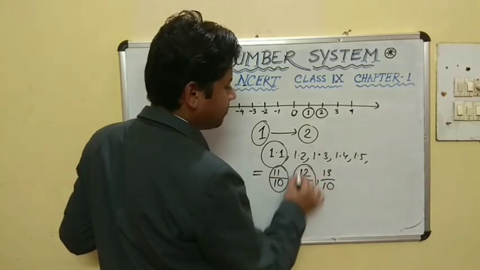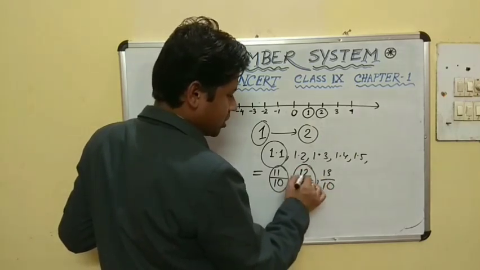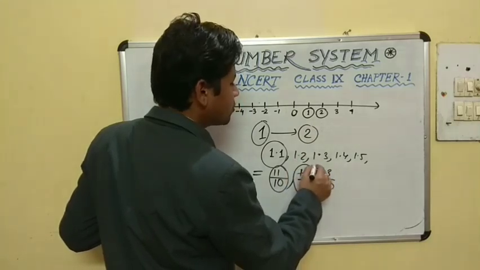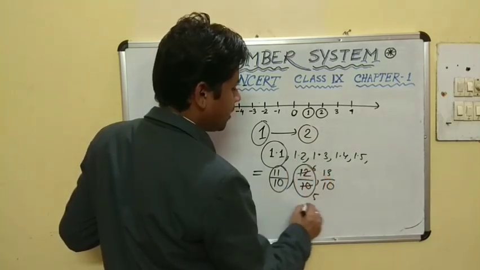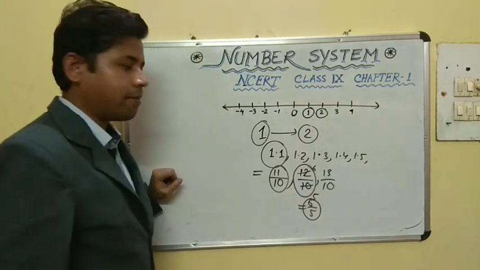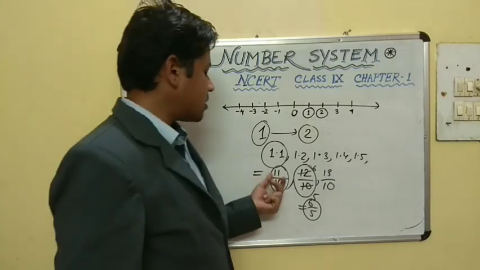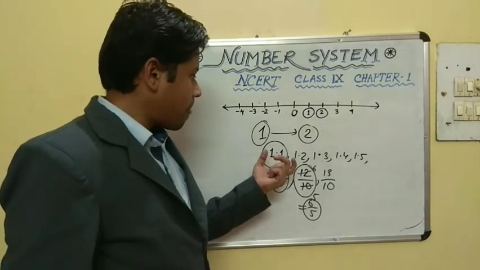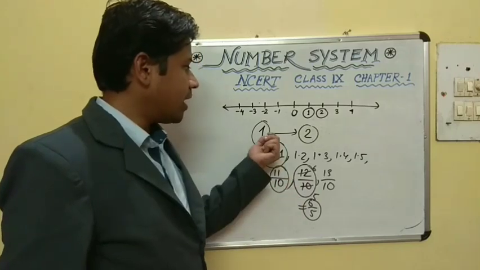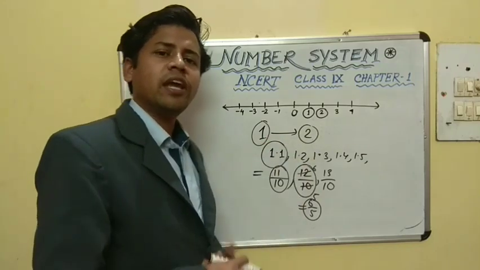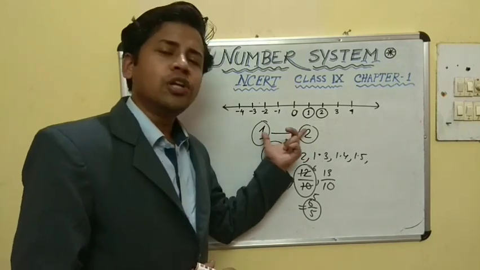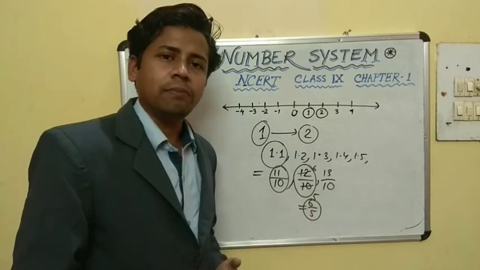But 12 by 10 is not in the lowest form, we have to make it lowest. 2 sixes are 12 and 2 fives are 10, so it is nothing but 6 by 5. When we write it, we will write only 6 by 5. These are the numbers lying between 1 and 2. There are infinitely many numbers lying between any two given rational numbers.